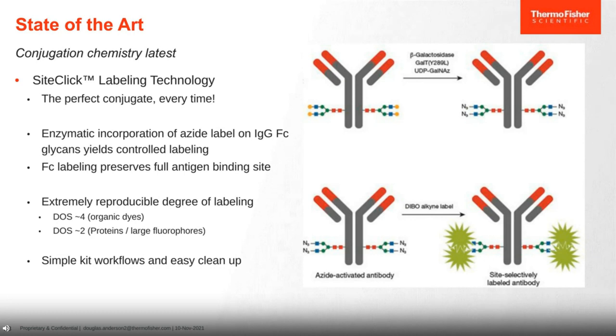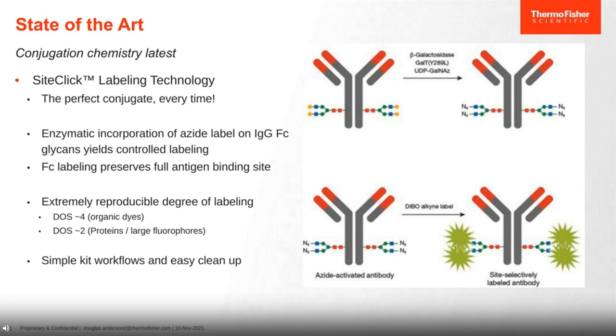You then add an azide group using a genetically engineered version of GalT enzyme. And this now incorporates an azide group that is ready to react with your favorite click-ready label. So we also have a whole library of DIBO modified, so these are the reactive alkyne groups that react with the azide modified antibody. And you can have an azide activated antibody that's ready to react with any fluorophore of interest.